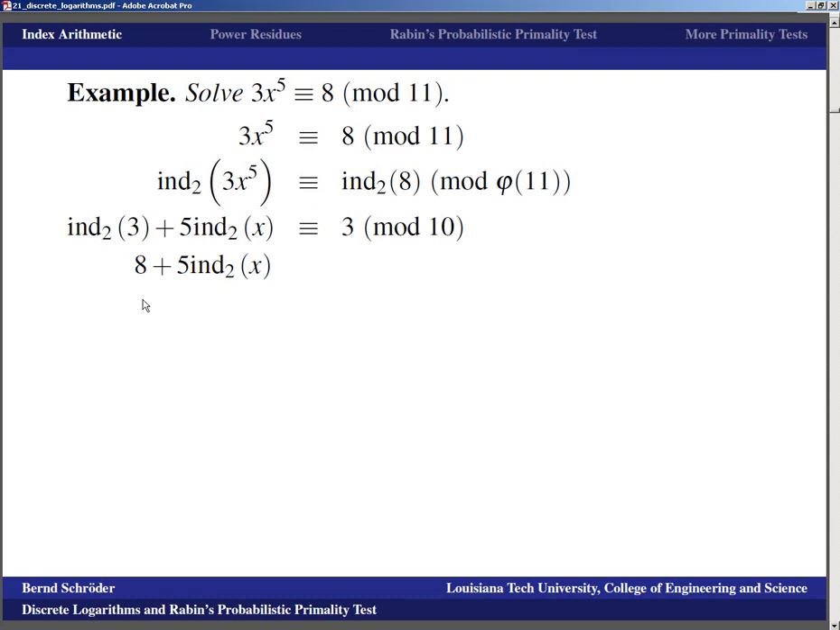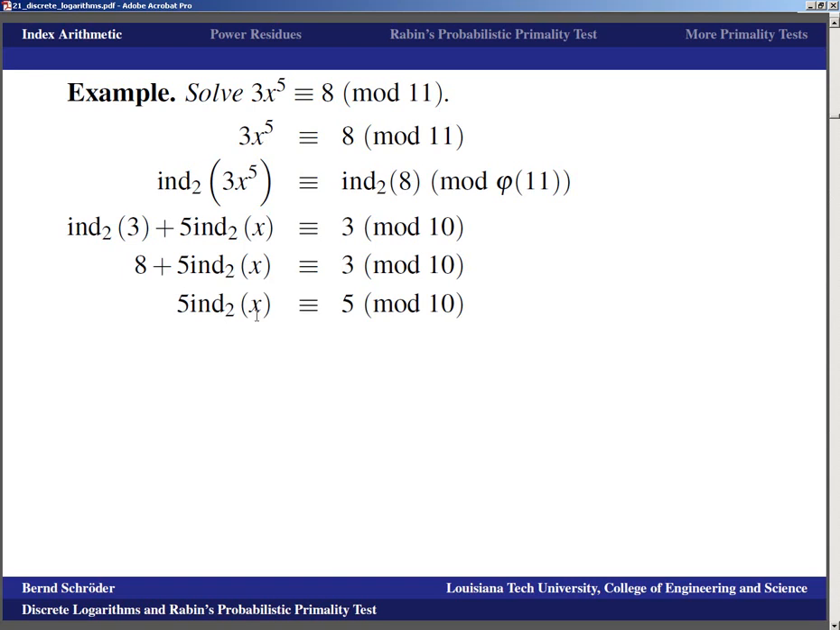5 times 2 is 10. 10 times 2 is 20, which gives us 9 modulo 11. Times 2 is 18, which gives us 7 modulo 11. And if you multiply that by 2, you get 14, which is 3 modulo 11. And if you've counted all the 2s with me, you realize that this was 2 to the 8th here. Okay, so that works out. The right-hand side, of course, is still 3 modulo 10. And so now we need to subtract 8 modulo 10. That's the same as adding 2, so we get 5 times the index of x to base 2 is equal to 5 modulo 10.